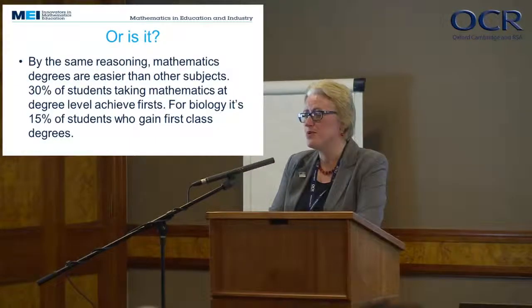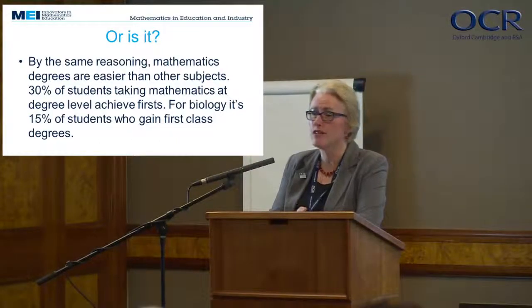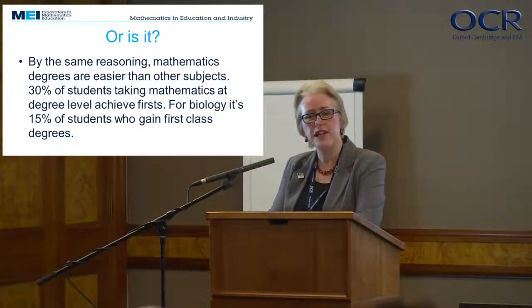Now, I was mildly irritated by this experience, although I try not to show it. And so I went away and thought, I wonder what happens at degree level. And I discovered that clearly maths degrees are much easier than biology degrees because 30% of students who have a maths degree have got a first, and for biology it's only 15%.